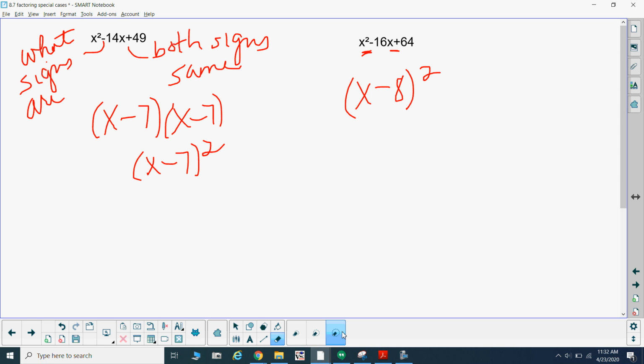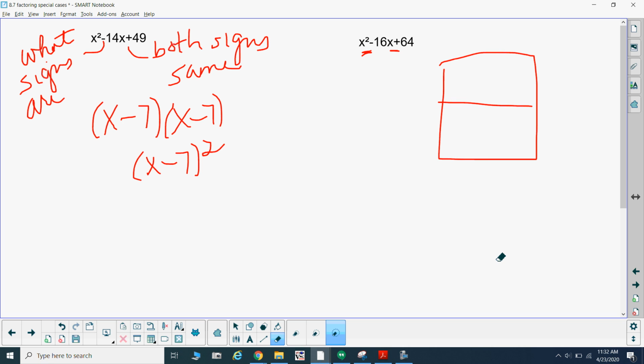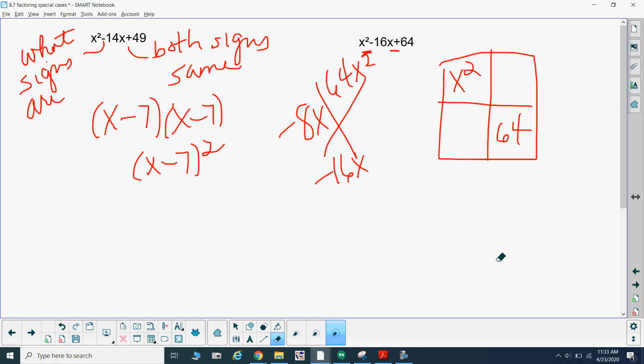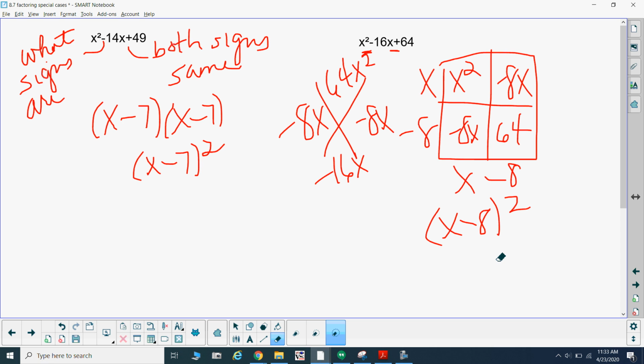Now, if you weren't sure, you could go back to the way that we did things before, where we put an x squared in the first thing and a 64 in the second thing, and we needed things that multiplied together to give me 64x squared, but added up to give me negative 16x, and you would have come up with negative 8x and negative 8x. So you can put an x here, x there, minus 8, and you would have still gotten x minus 8 squared. So if you can't do it the new way, it's okay, you can still do them the other way.